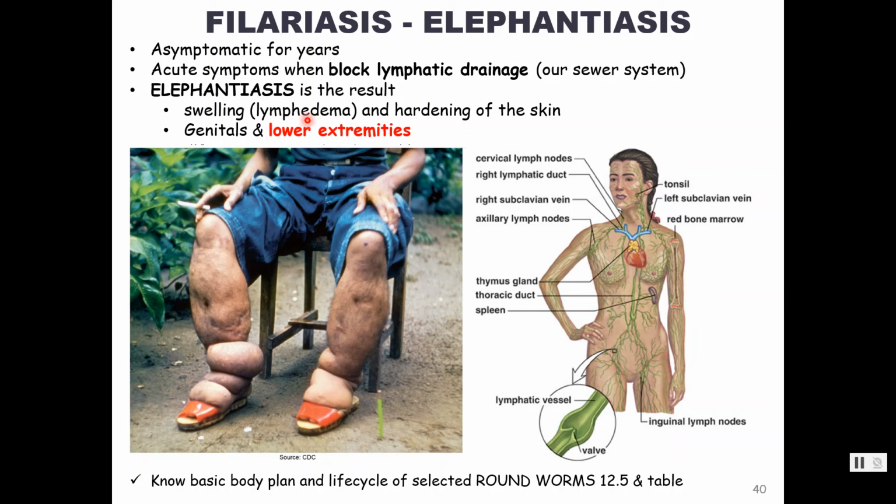It's called lymphedema because these worms are in the lymphatic system. So that swelling, edema, is caused by those worms. So lymphedema. And then the skin has to stretch and accommodate, and it thickens. And so that's where that name elephantiasis comes from. And like I said, usually it's going to be the genitals and the lower extremities, but I have seen pictures. It can also be an upper appendage.